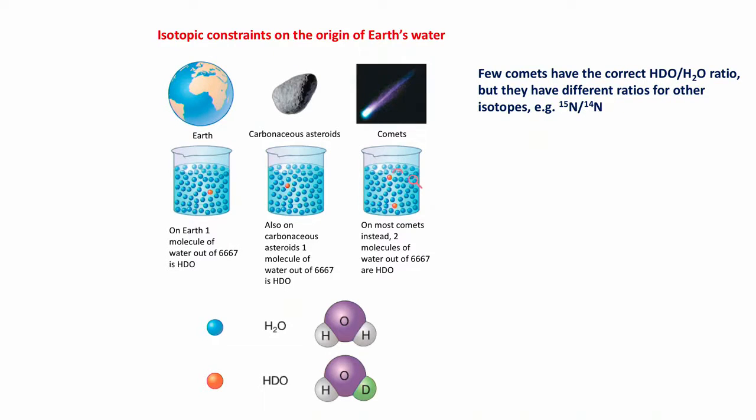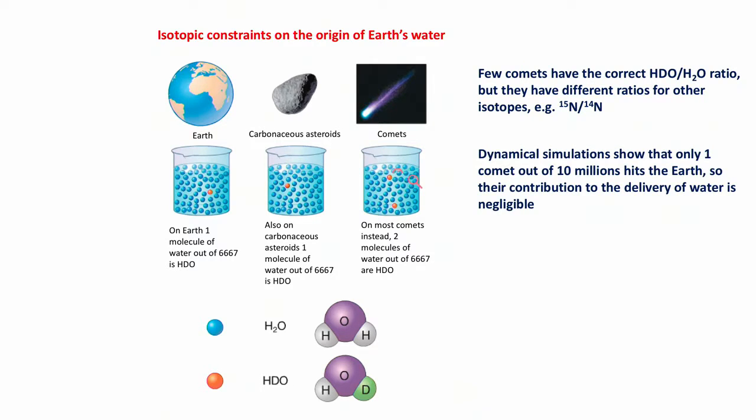As a matter of fact, there are some comets which also have the correct HDO-H2O ratio, but these comets have different ratios for other isotopes, for instance, for nitrogen isotopes. In addition, numerical simulations show that only 1 comet out of 10 million hits the Earth. So their contribution to the delivery of water or any kind of material is quite negligible. So all together, these data clearly show that water comes from carbonaceous asteroids.